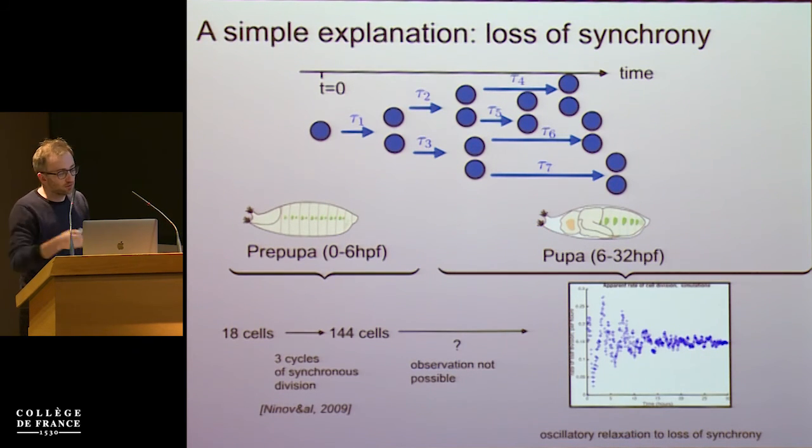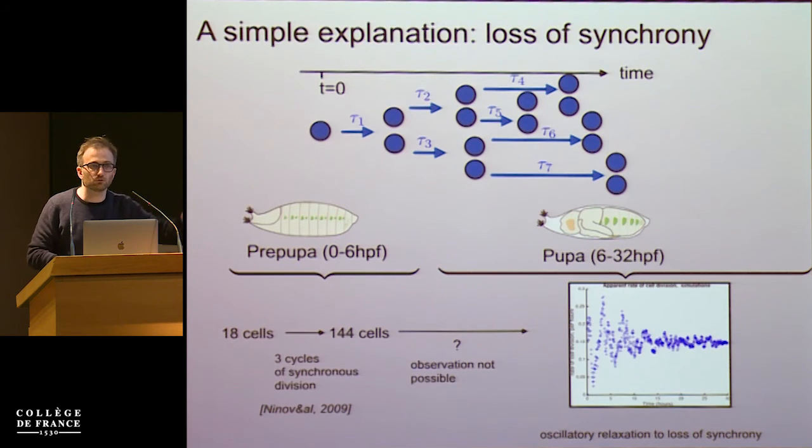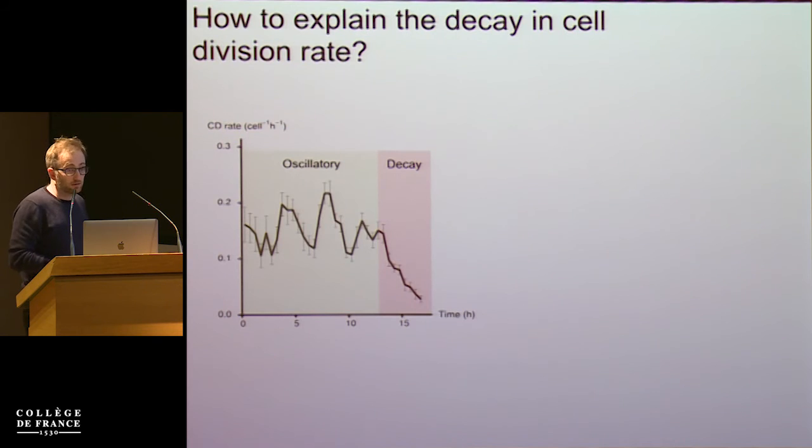And then there is this process that we observe that starts where cells are slightly desynchronized. And if we simulate this, we do see this oscillation, which are the remnants of the progressive desynchronization of the oscillation. So this we can explain. But what that doesn't explain is the decay, finally, in the cell division rate.